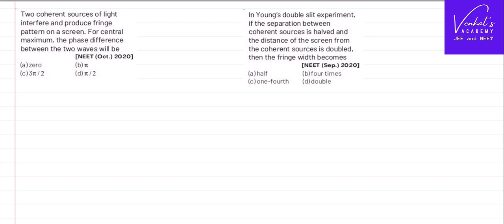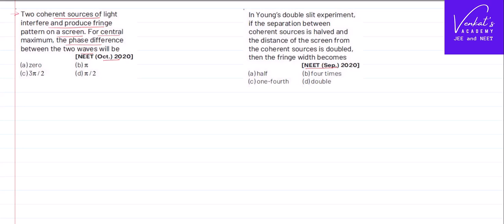We are solving a NEET question from wave optics or physical optics. Both appeared in different exams of 2020. Let us see the first question. What it says is, the two coherent sources of light interfere and produce a fringe pattern on the screen. For the central maximum, the phase difference between the two waves shall be, right?